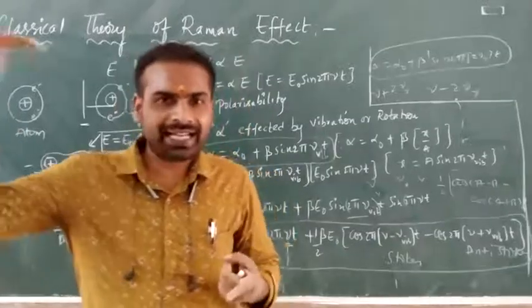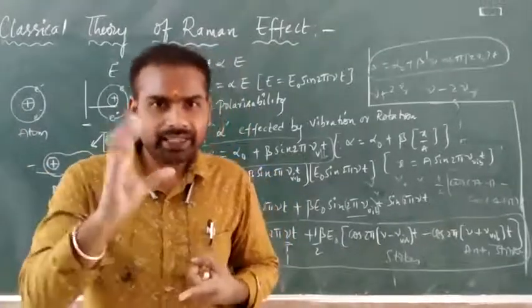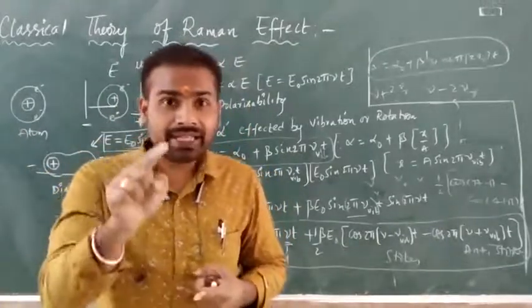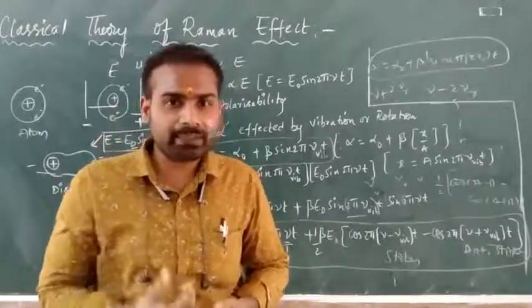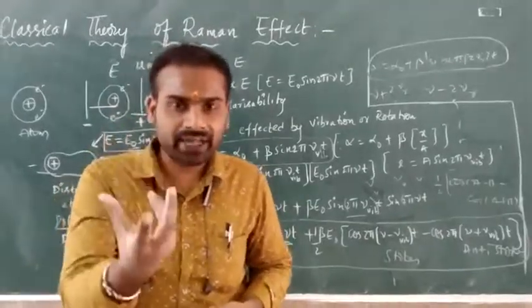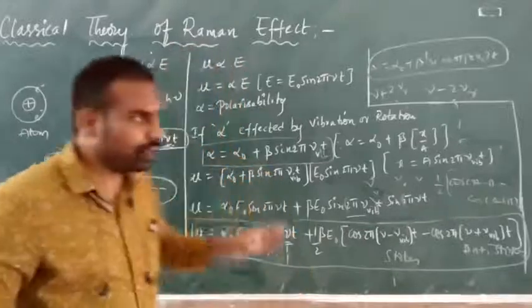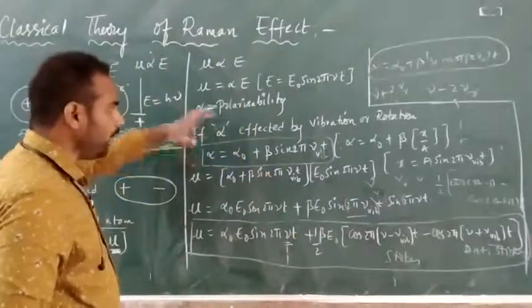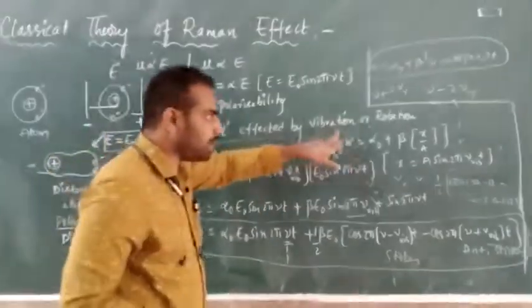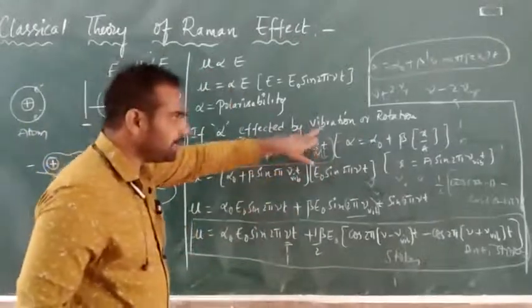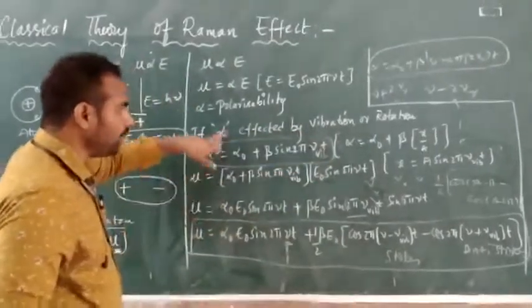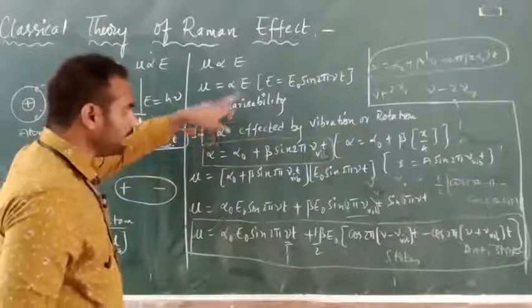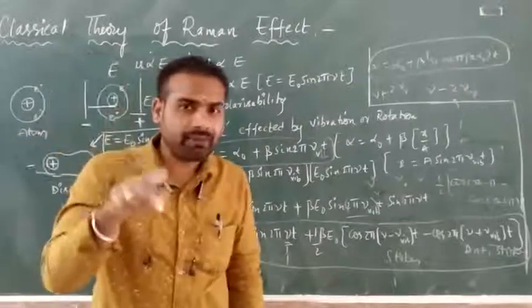Now, when we insert any light on it, if it is already in vibration, that vibration will affect the polarizability. That rotation will affect the polarizability. We know that polarizability is alpha. Now, the effect of vibration or rotation. Here, first we will see vibration. Due to that vibration, the polarizability of the atom will change.